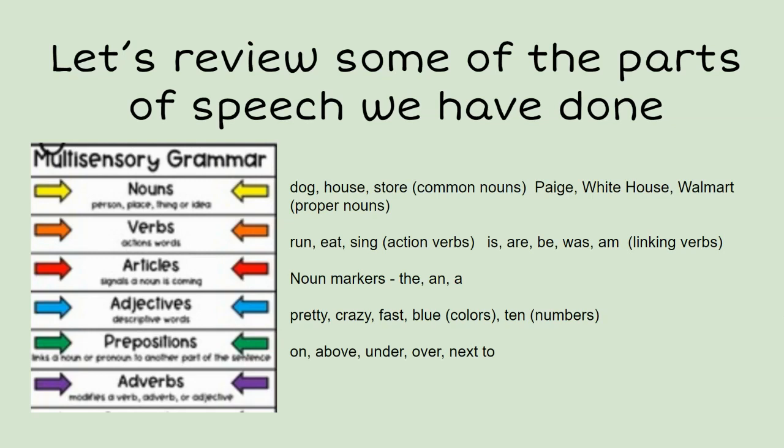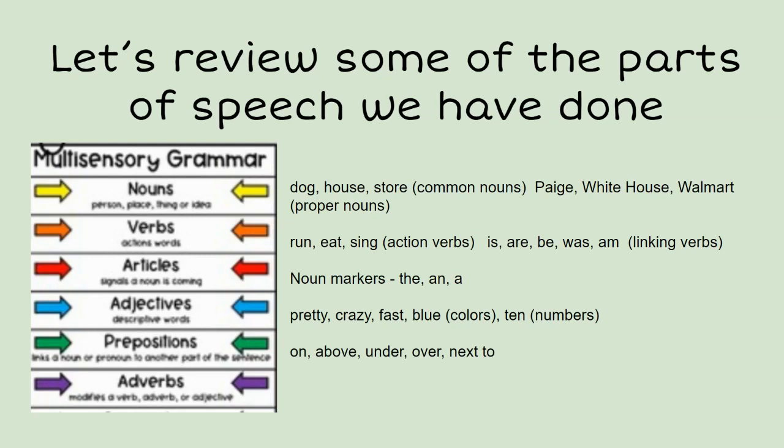Verbs are action words. Run, eat, sing, those are action. Then you have linking verbs, connect things. Is, are, be, was, am, those are some of them. This multisensory grammar chart says articles are red. We call them noun markers. It just signals that a noun is coming. We've learned about the, an, and a.